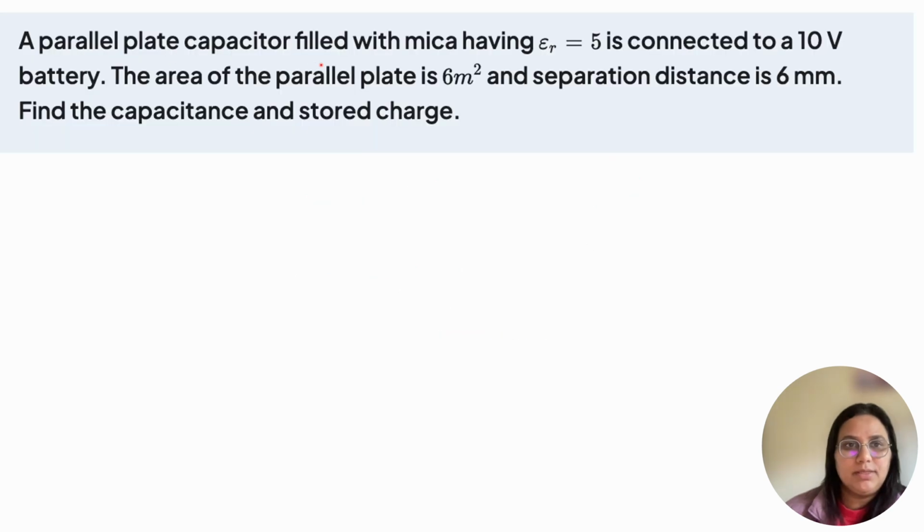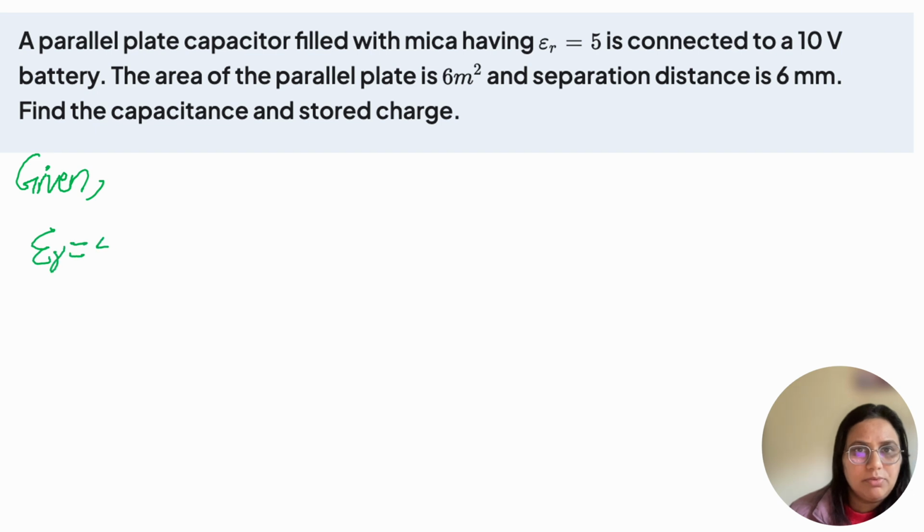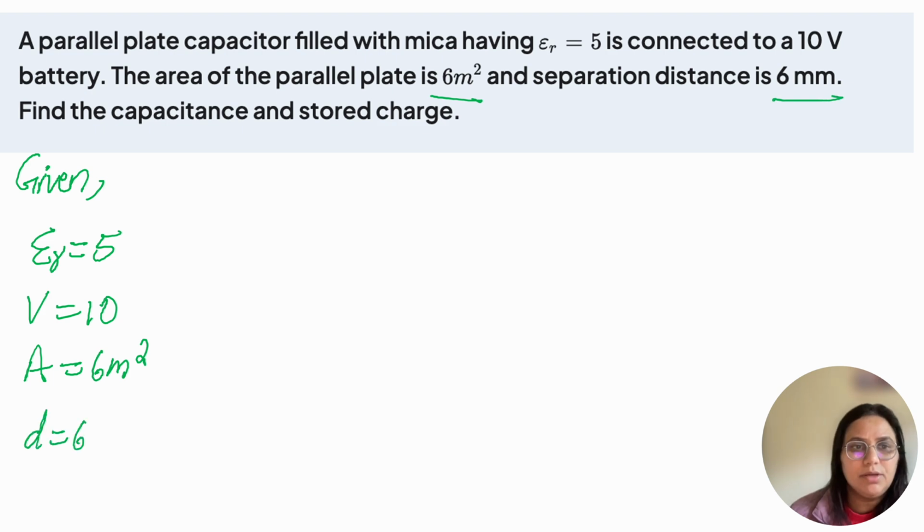A parallel plate capacitor filled with mica having epsilon R is equal to 5 is connected to a 10 volt battery. The area of the parallel plate is 6 meter square and the separation between them is 6 millimeter. Find the capacitance and stored charge. Given epsilon R, that is 5, voltage which is equal to 10, and area is equal to 6 meters square. Separation between them is 6 millimeter. So D is equal to 6 millimeter. Convert into meter, 6 into 10 power of minus 3 meter. So these are the parameters given here.